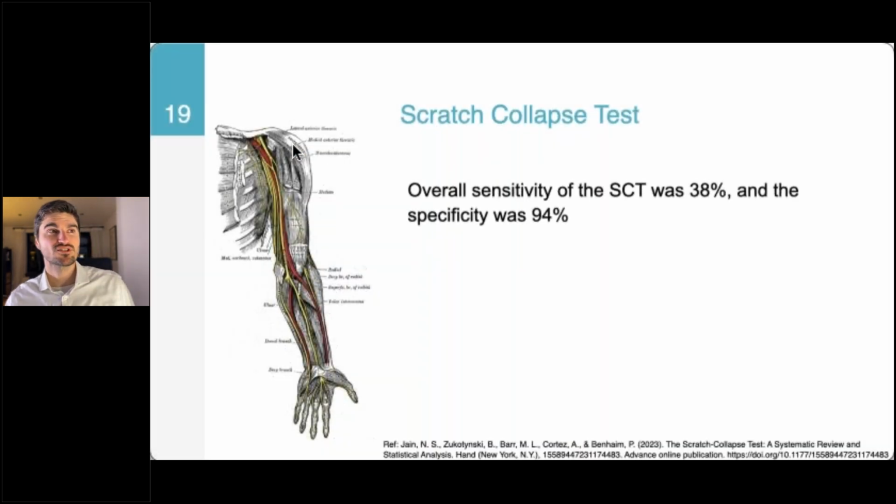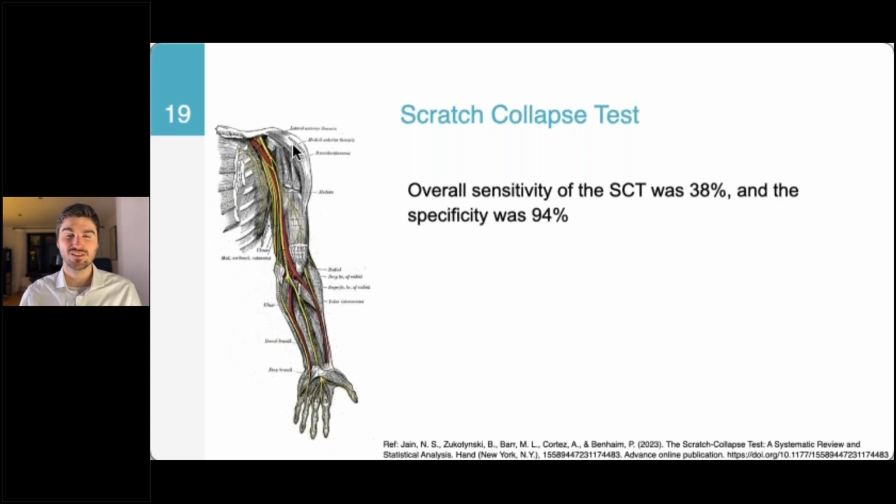This is cool. So, the scratch collapse test. This was originally created for ulnar nerve compression at the cubital tunnel, and then it's been used more widely for any nerve neuropathy. So it's a fun one for you to play with. Now, the only problem with it is that a big systematic review from last year has found it's not very sensitive, only about 38% sensitive. That means you're going to get a lot of false negatives, so you can miss a lot of positive tests, but it's extremely specific. So when it is positive, you almost certainly have found the correct one.